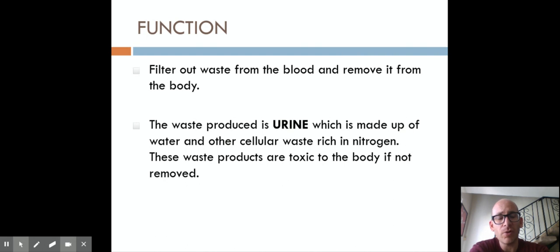Okay, so what that urine is made up of is a whole bunch of water, but also a lot of cellular waste that's really rich in nitrogen. You see things in there like ammonium, which is NH3. And like I said, these waste products are toxic to the body if they are not removed.